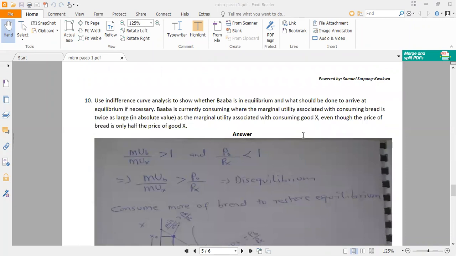Question 10. Use indifference curve analysis to show whether Baba is in equilibrium and what should be done to arrive at equilibrium if necessary. Baba is currently consuming where the marginal utility associated with consuming bread is twice as large (in absolute value) as the marginal utility associated with consuming good X, even though the price of bread is only half the price of good X.